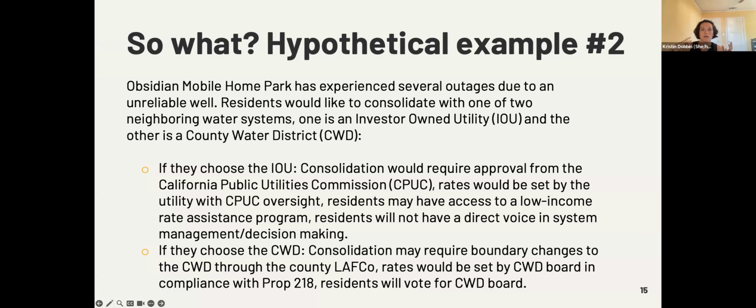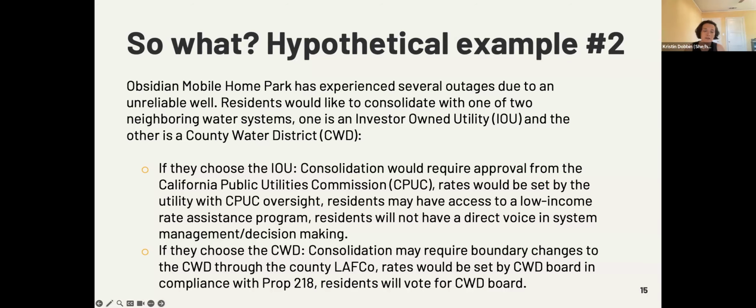One of those systems is an investor-owned utility, and the other is a county water district. So let's say they consolidated with the investor-owned utility. That has certain implications. One is that it would require approval from the California Public Utilities Commission, which regulates investor-owned utilities. Rates would be set by the utility with CPUC oversight. Residents, through those processes, might have access to a low-income rate assistance program, which many investor-owned utilities have. But residents are not going to have a direct voice in managing that system, right? That happens at the utility level.